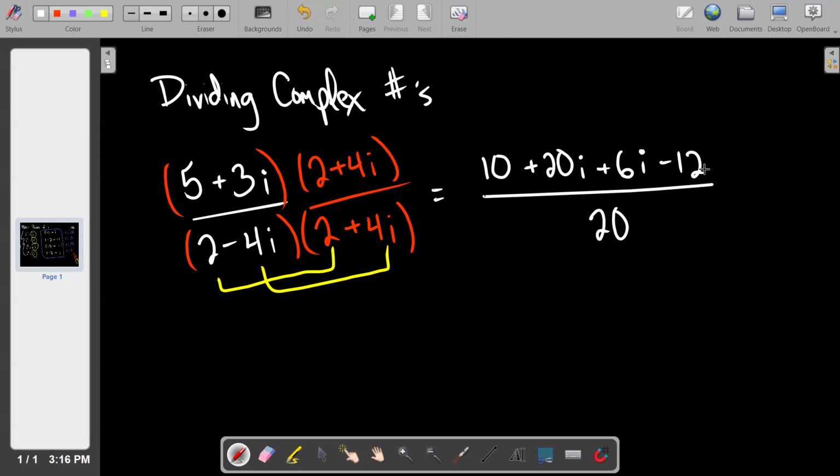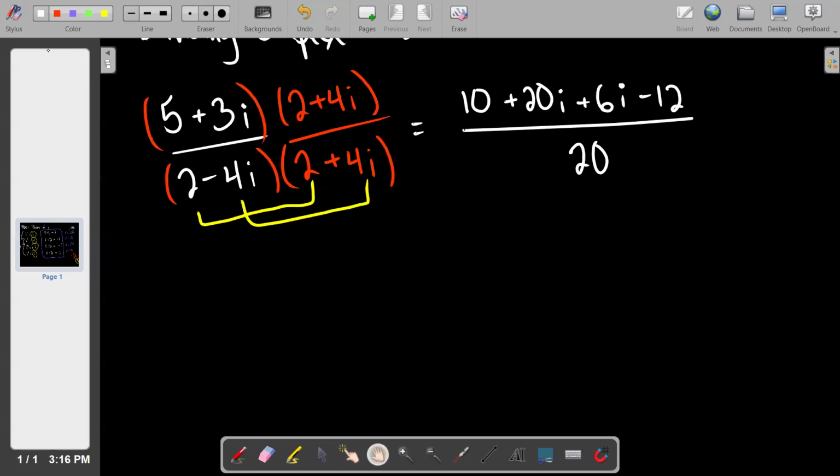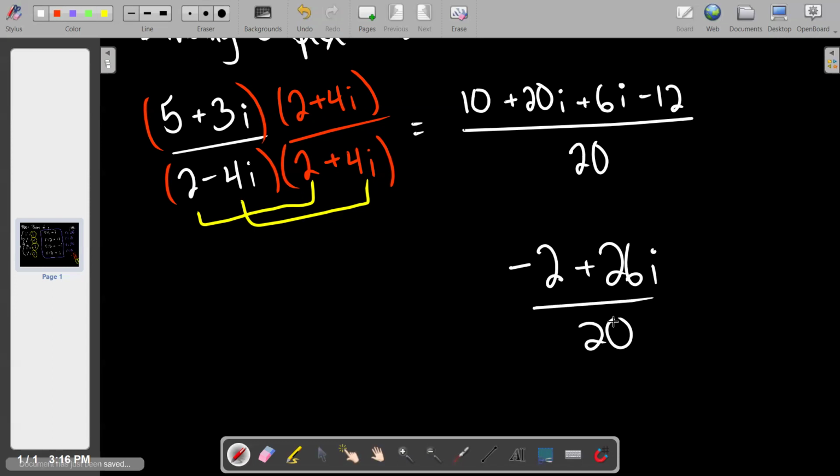The next step is to just combine and simplify the top and make it look pretty. So when I make the top a nice proper complex number, I'm going to put the 10 and the -12 together to get -2. And then I'm going to put the imaginary terms together to get plus 26i. And then I'm going to put it all over 20. And that feels like it really ought to be the end of the problem, but it's not. It is not written right now as a complex number. It's written as a complex number divided by a real number.